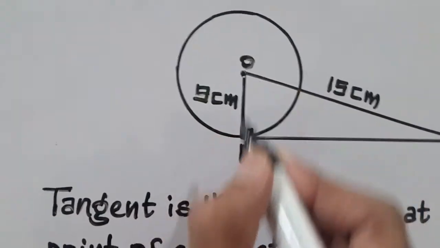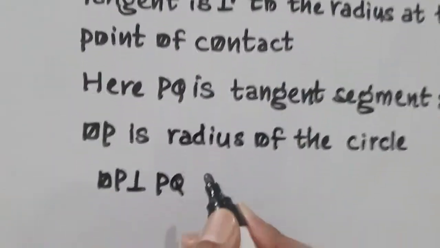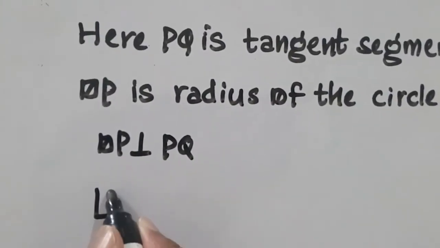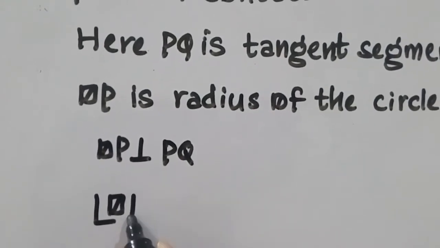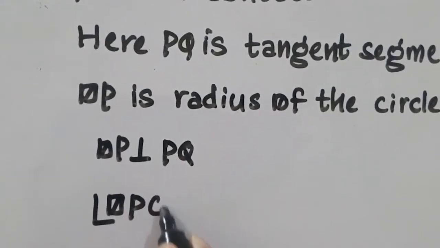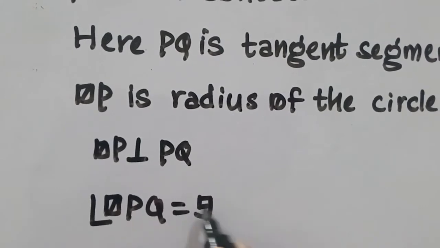Next point, angle OPQ is equal to 90 degrees. Second problem and fourth problem have the same steps. I am writing so that you can easily keep it in mind. If you know the second problem, you can write the fourth problem on your own. Angle OPQ is equal to 90 degrees.